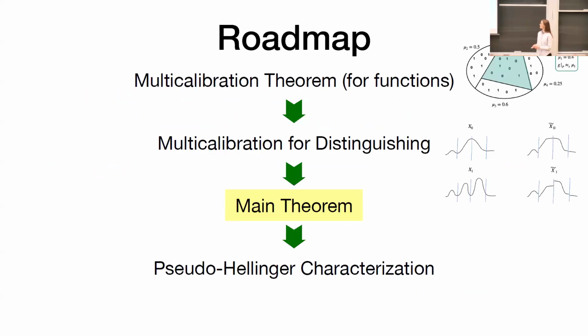So here's the roadmap for the rest of the talk. First, I'll go over the main theorem and an alternative characterization of this main theorem. And then I'll go over the multicalibration theorem and this variation of the multicalibration theorem that we proved that will lead us closer to the setting of distinguishing between distributions.